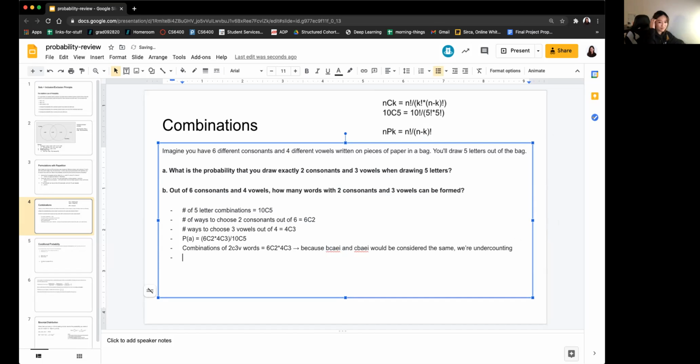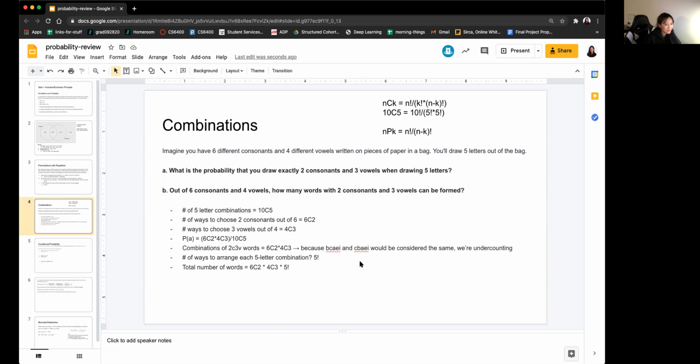All right. So what is the number of ways to arrange each 5-letter combination? That would just be the same thing as we were talking about before with permutations. It would just be 5 factorial. So therefore, the total number of words is equal to 6 choose 2, multiplied by 4 choose 3, multiplied by 5 factorial. Cool. Awesome. Any questions about this part?